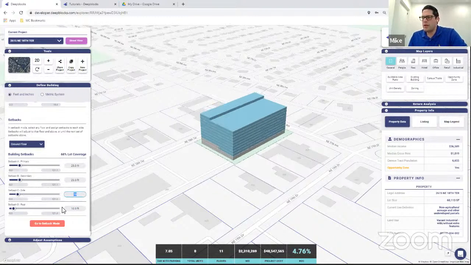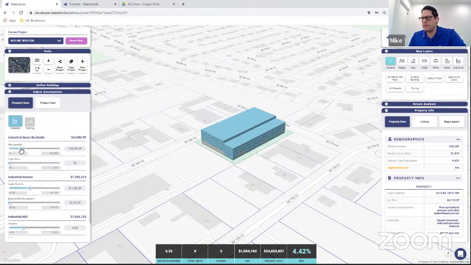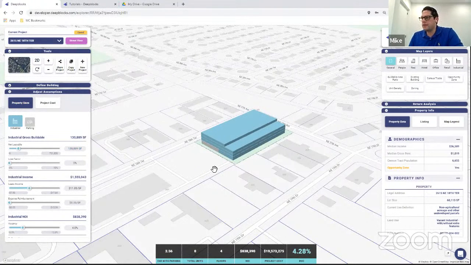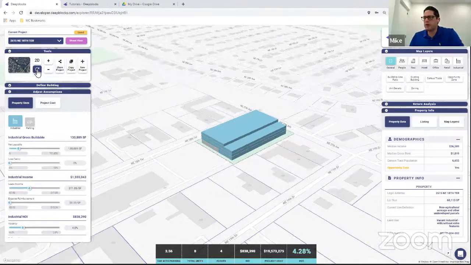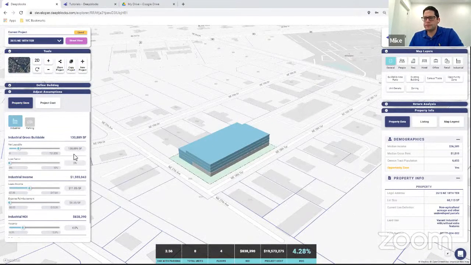All right. And we're going to adjust the assumptions a bit. Right now, it's about 360,000 square foot gross buildable. I'm going to reduce this a bit and drop it down to, say, about 130,000. So again, you can start to adjust the gross buildable and work on that to see what makes sense for your particular industrial project. You'll see that gray parking still sits in the gray right there perfectly.